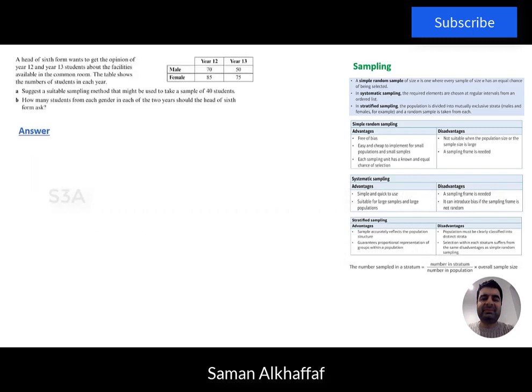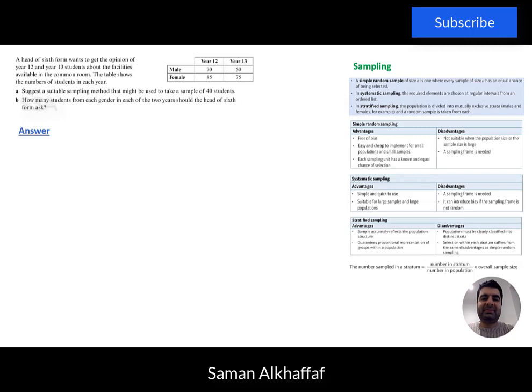In this example, a head of sixth form wants to get the opinion of year 12 and year 13 students about the facilities available in the common room. The table shows the number of students in each year. On the right hand side, we see a table: for males, year 12 is 70 and year 13 is 50, while for females, year 12 is 85 and year 13 is 75.